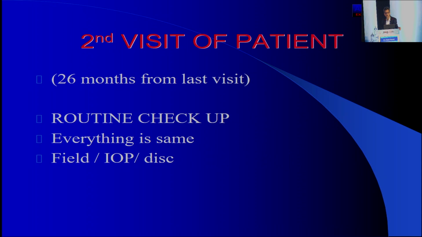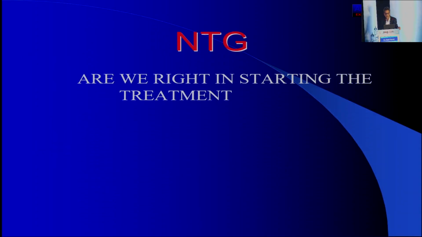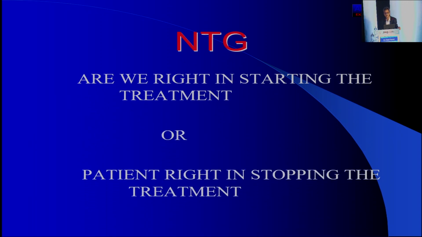The patient promptly disappeared and came back 26 months later, but the entire examination was the same. The fields were the same, everything was stable, and very proudly I told all my students, "Dekho bhai, bilkul perfect. Our treatment was exactly right." And then the patient says, "Sir, I never used the medication after 3 months." So this is NTG for you. Were we right in starting the treatment, or was the patient right in stopping the treatment?